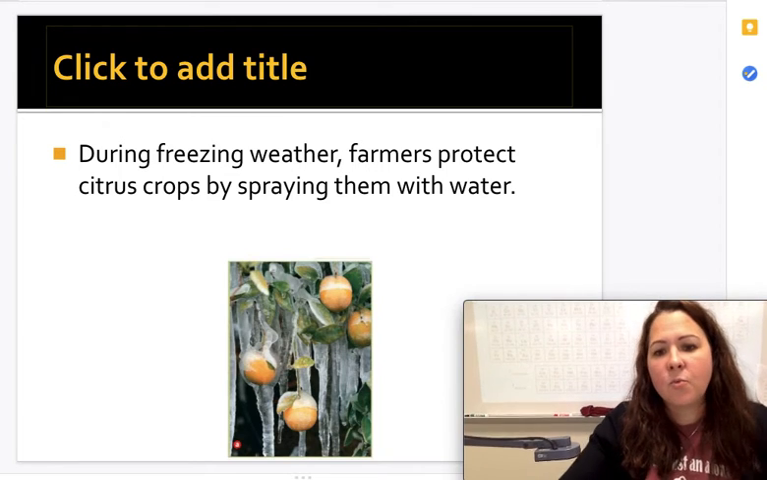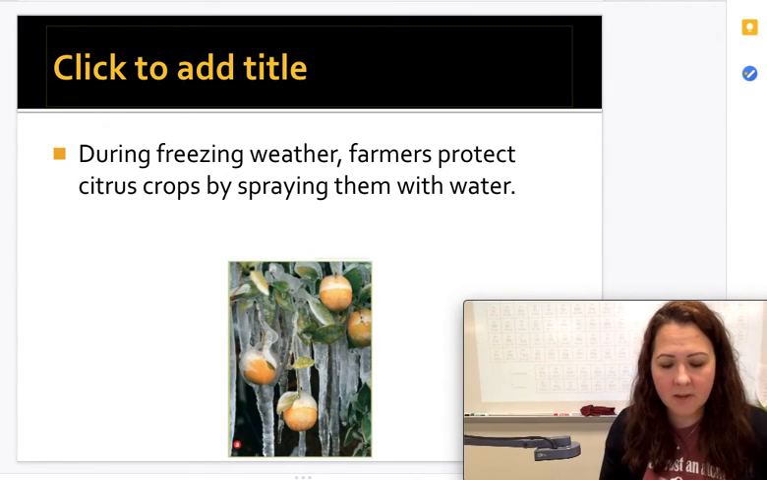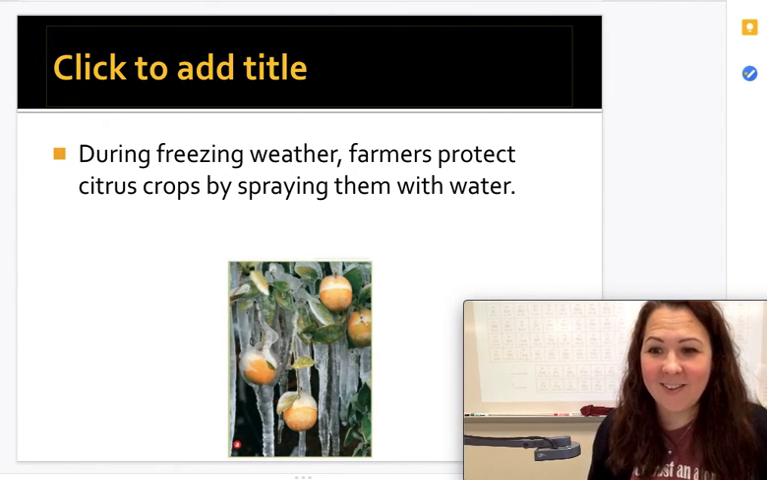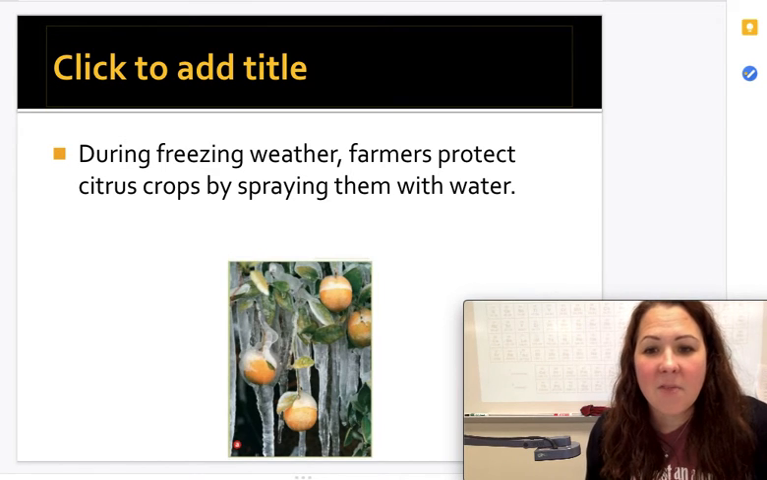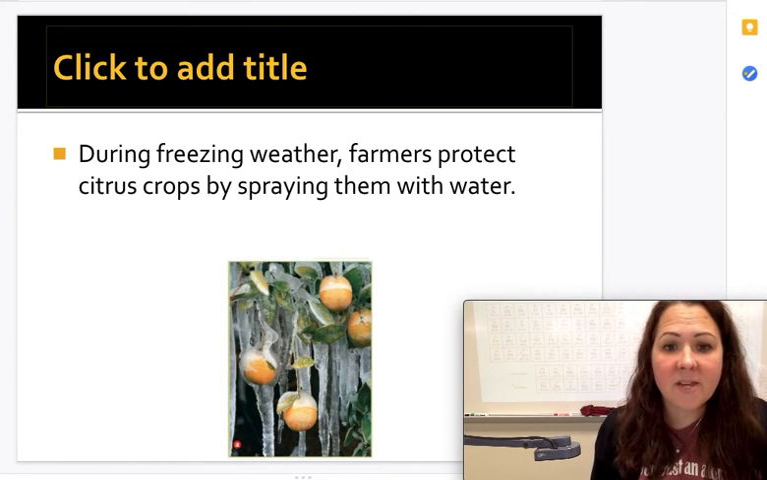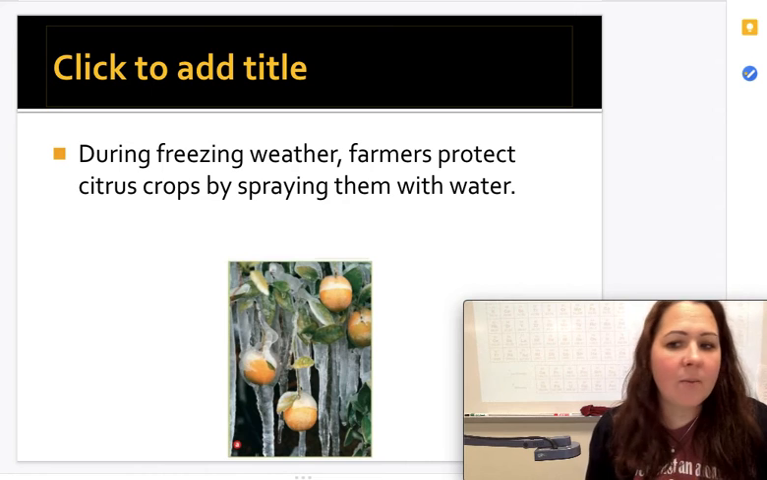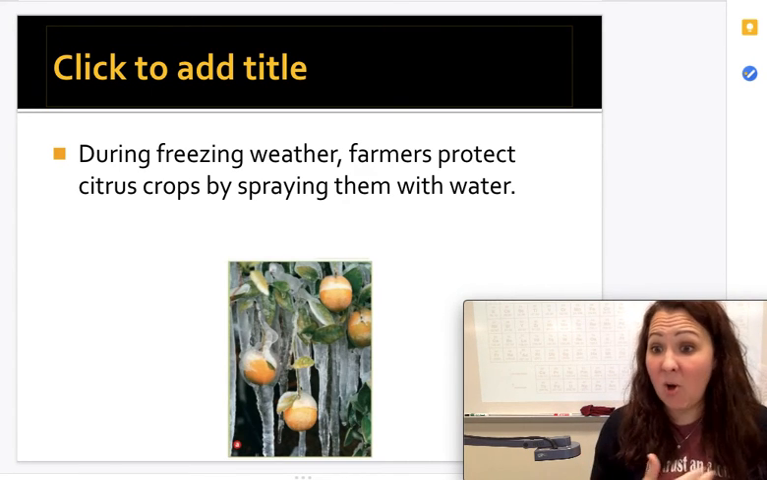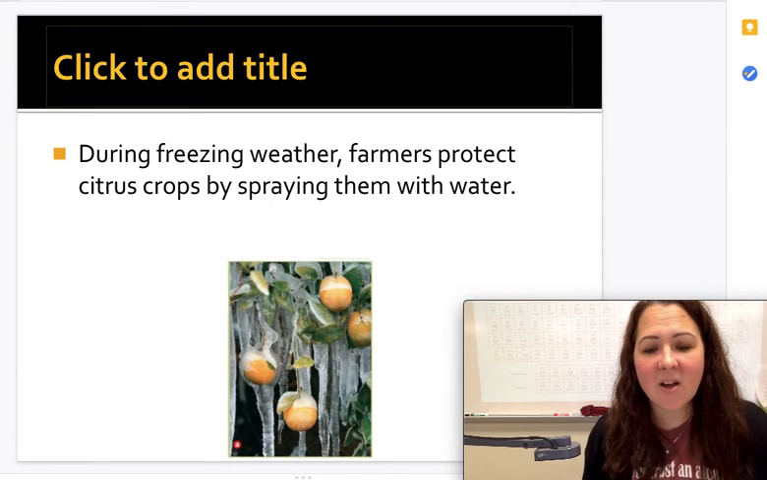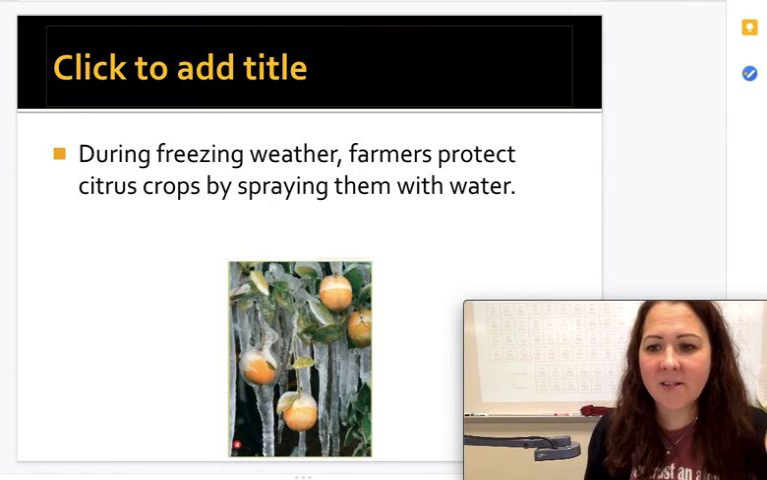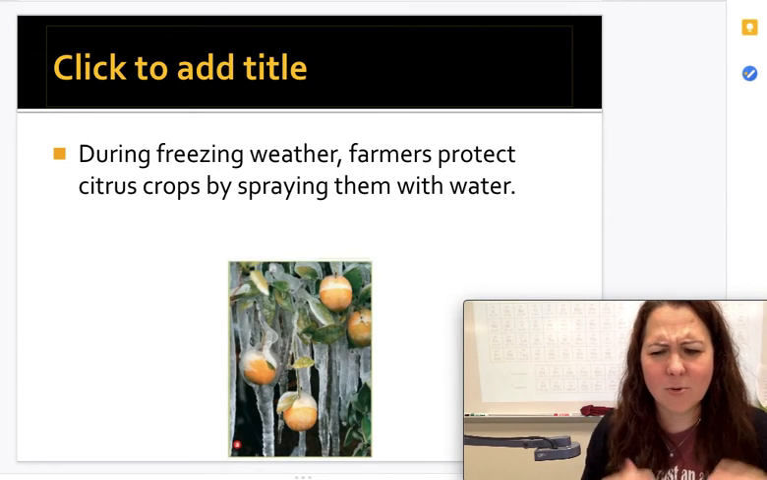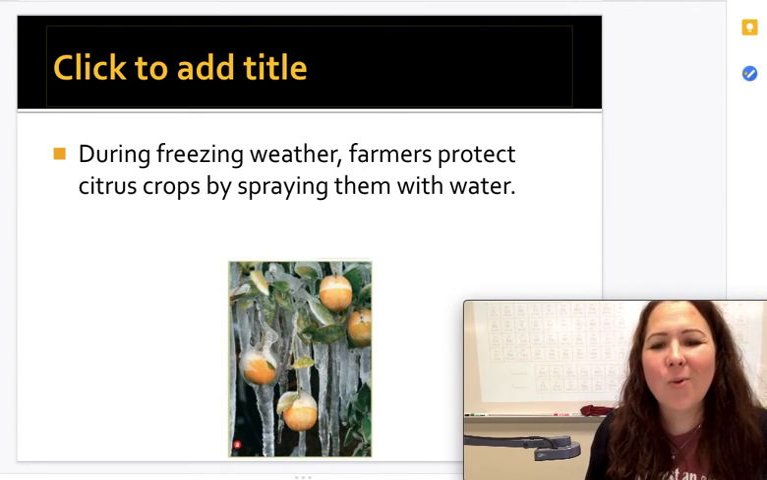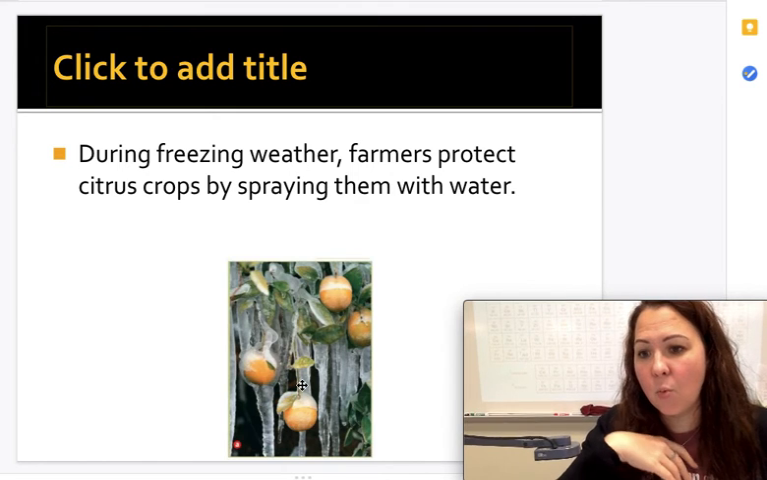So this happens in the winter time with oranges. If we have a big freeze, kind of like this past winter, a farmer will take the citrus crops and spray them down with water. And as they spray it down with water, the news people always get this wrong. They always say, oh, they're spraying it down with water to freeze the oranges. That's not actually the case because they're trying to protect the oranges from freezing. So what they actually do here is they spray it down with water.